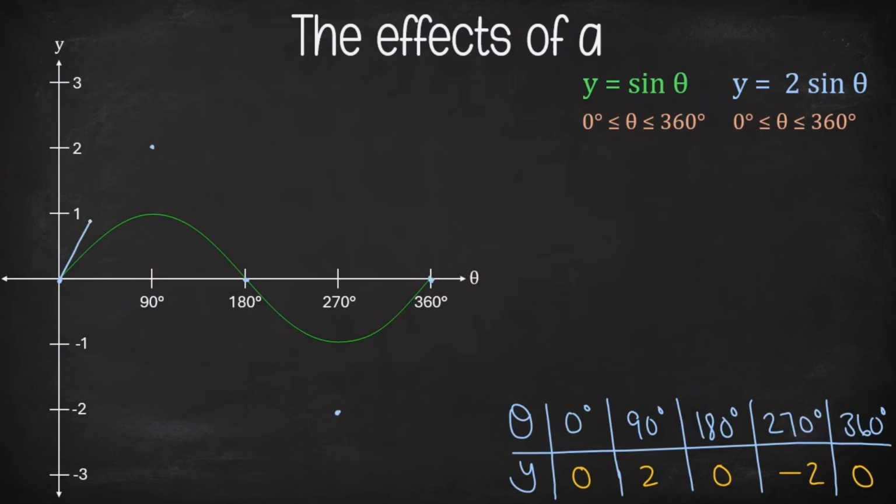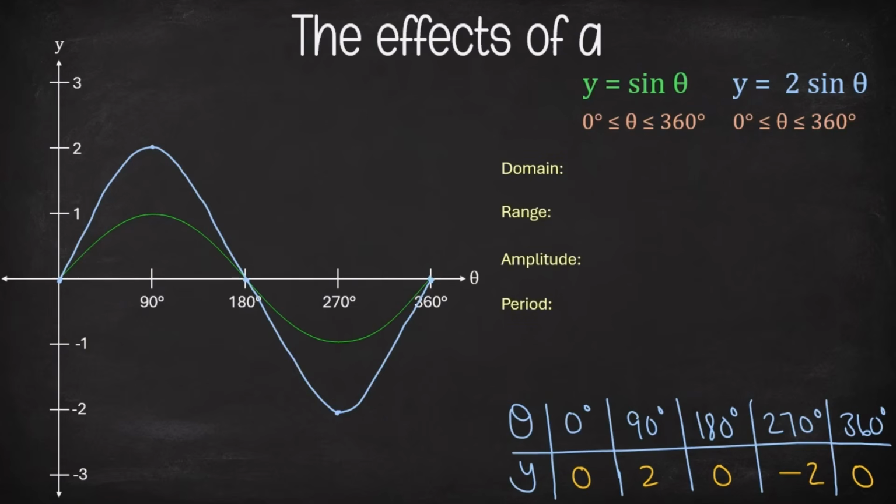Now I'm going to connect these dots by drawing one smooth curve. Do not draw straight lines because then you will not receive your marks. Now let us quickly compare this graph with the basic sin graph. For this basic sin graph, we have a maximum value of 1 and a minimum value of negative 1. But for the y equals 2 sin theta graph, we have a maximum value of 2 and a minimum value of negative 2. So what does that mean? It means that the graph has been stretched vertically. The 2 in front of sin theta has made the graph taller.